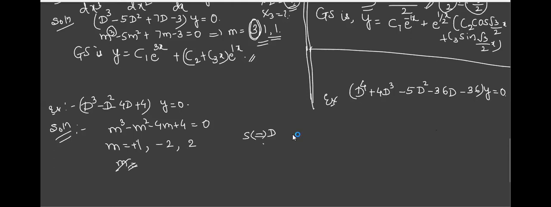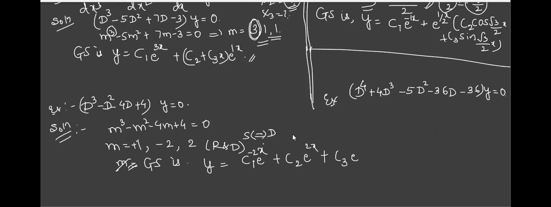Yeah, again you can see whether all are different or same. No doubt they are real. Are they same or different? Different. All are different. So how to write the general solution? Tell me, y equal to C1 e to the power minus 2x plus C2 e to the power 2x plus C3 e to the power x. Okay, done.